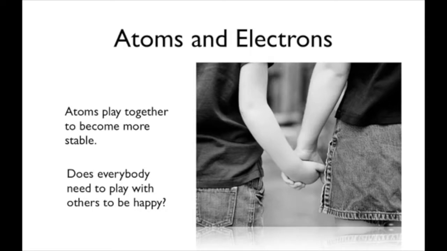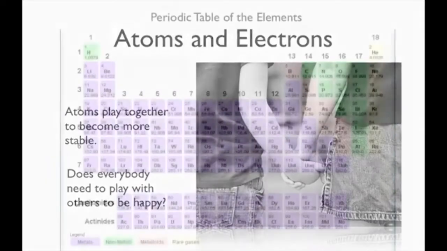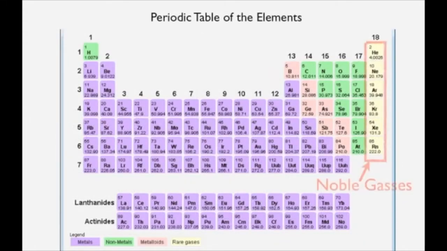But you might ask the question, does everybody need to play with others in order to be happy? Humans are social creatures, so most of us do, but there are actually individuals that don't. And the same thing is true in the periodic table. We have to the far right the noble gases. Noble gases, so named because, like nobility, they do not mix with the commoners. And in this video, we're going to explore why. Why don't they form bonds with other atoms? Everybody else on the table, they form bonds, but not the noble gases.